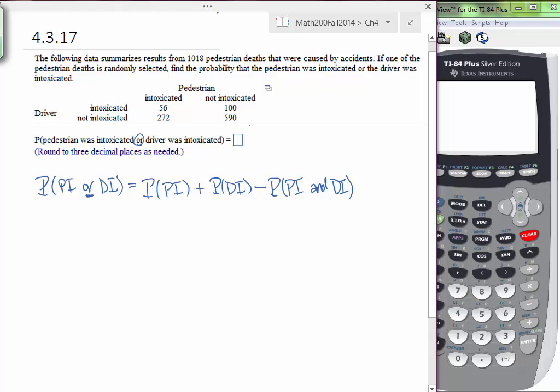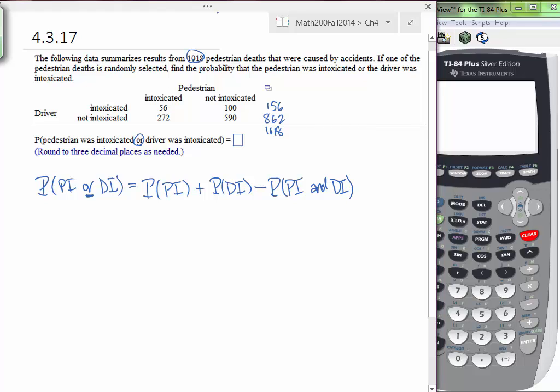So we're interested in creating this table. It looks like if I add the rows and the columns, we can get some more numbers here. Adding the intoxicated drivers, there's going to be 56 and 100, and adding the non-intoxicated drivers, there's 272 and 590. So that would be 862. And if we add these two together, we should get our grand total of 1018. That's the total number in the survey.